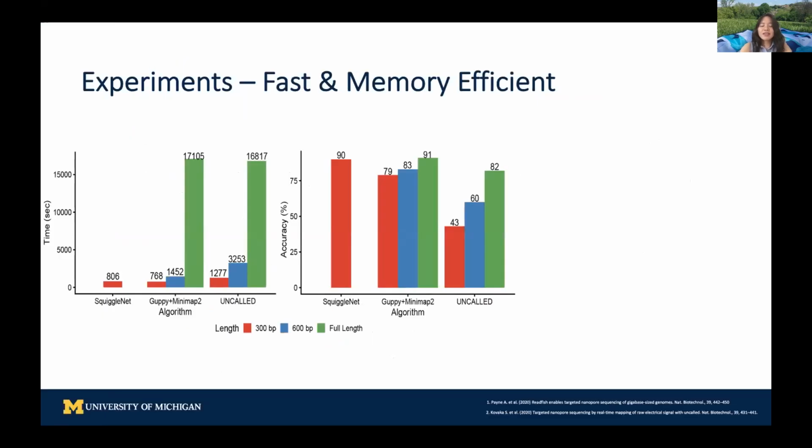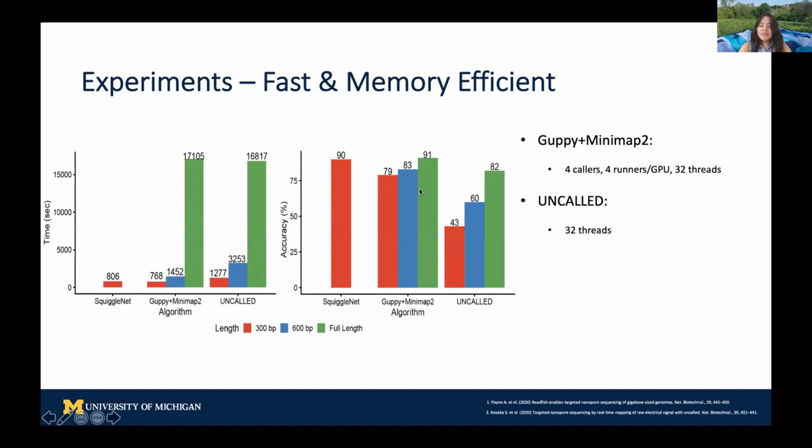We next compared the performance and efficiency of SquiggleNet against the previous state-of-the-art methods, Guppy plus Minimap2 and UNCALLED. We benchmarked the runtime on the left and the accuracy on the right of these 3 methods with increasing read length from 300 base pairs to 600 base pairs to full length. The processing time of SquiggleNet with 300 base pairs of input is among the lowest, and yet the accuracy is among the highest of all 3 methods.